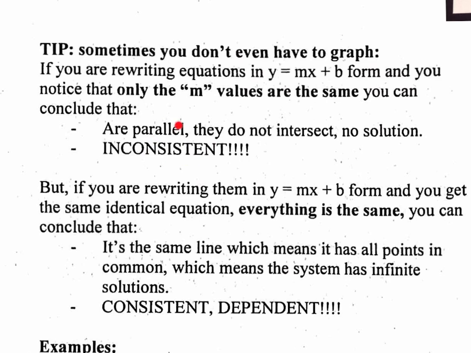That means that they're inconsistent. But if you're rewriting it in slope-intercept form and you realize that you have the identical equation, everything's the same. You have the same slope, you have the same y-intercept, you're going to end up with the same line. So if you have the same line, how many points do those lines have in common? All the points are in common. So it's the same line, which means that all the points are in common, which means that the system has an infinite amount of solutions, which we could classify as consistent dependent.